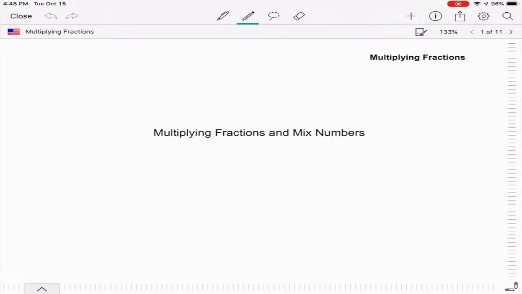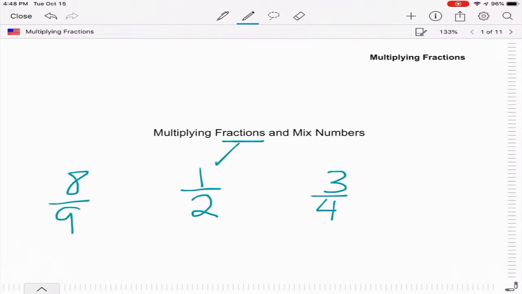So in today's lesson, we're going to learn how to multiply fractions and mixed numbers. So just to be clear, a fraction is 1 over 2, or like 3 over 4, or 8 over 9, right? These are all fractions.